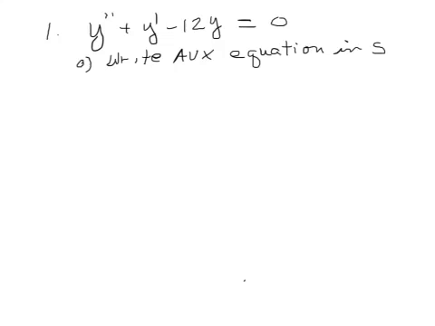Now, for the y double prime, you write S squared. For the y prime, you write S. And for the y, you just put 1. So we get S squared plus S minus 12 equals 0. And we want to solve for S. Find the zeros of this.